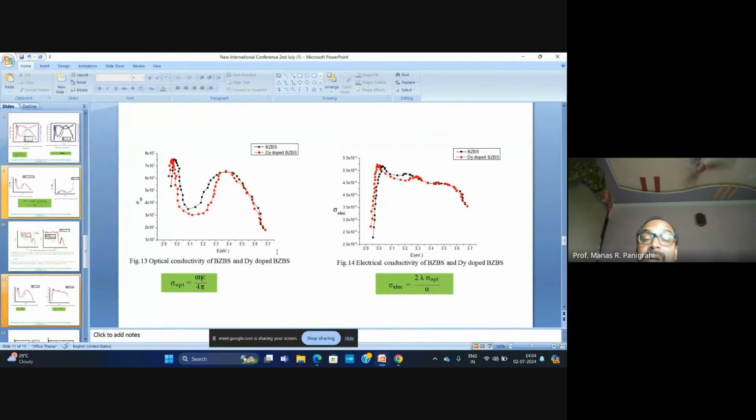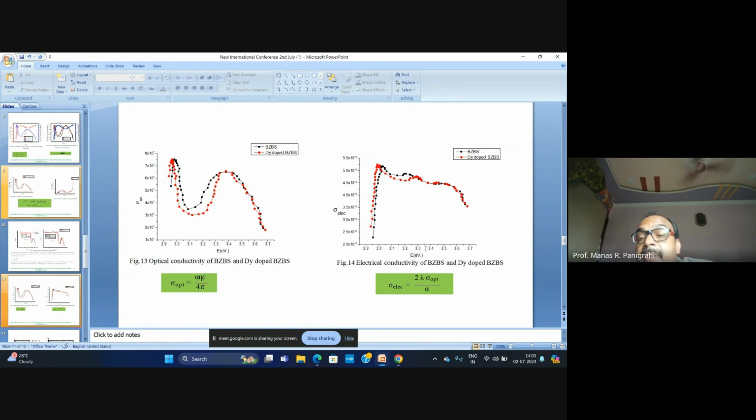This is your optical conductivity and the electrical conductivity using this particular equation, that sigma is alpha n c by 4 pi, and 2 lambda, optical conductivity by alpha. We can find out that the optical conductivity of the material is maximum here at this particular point, say around 3 electron volt. Again, it is at 3.4 electron volt, but basically this particular region, which is towards the origin, we are not considering. We are simply concentrating on this part.